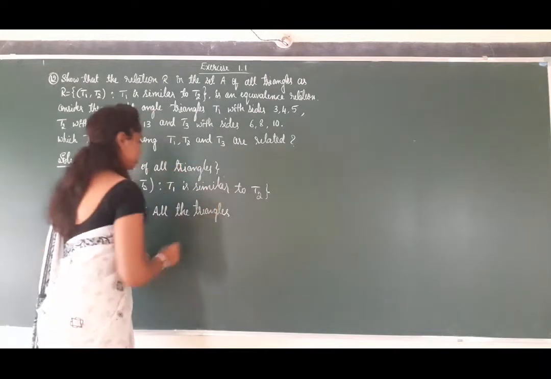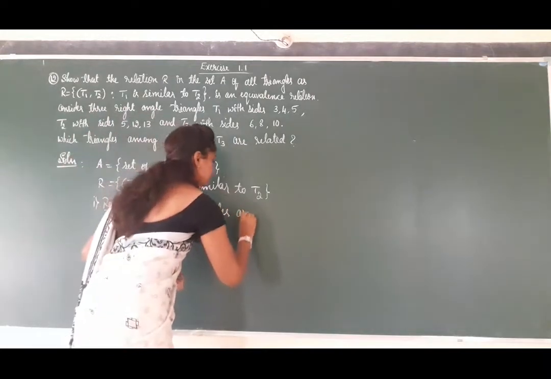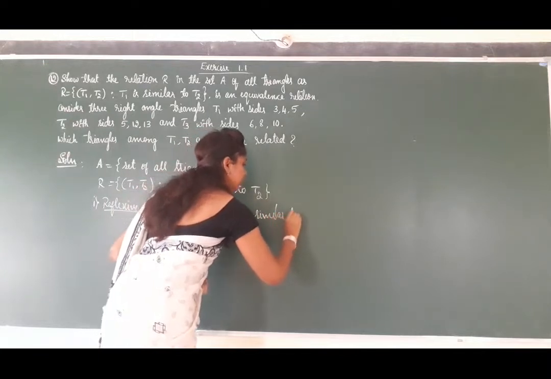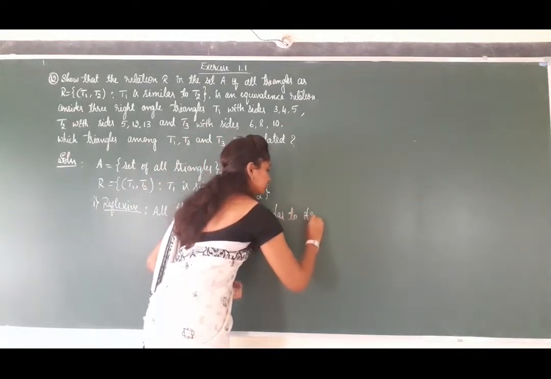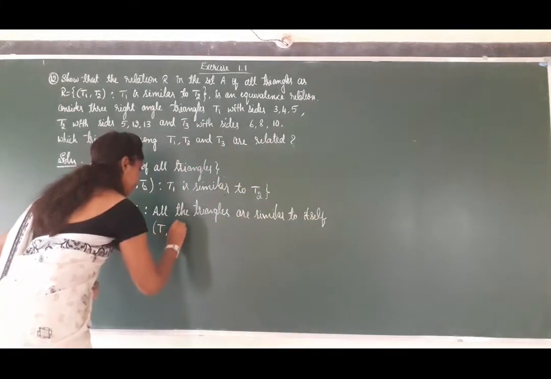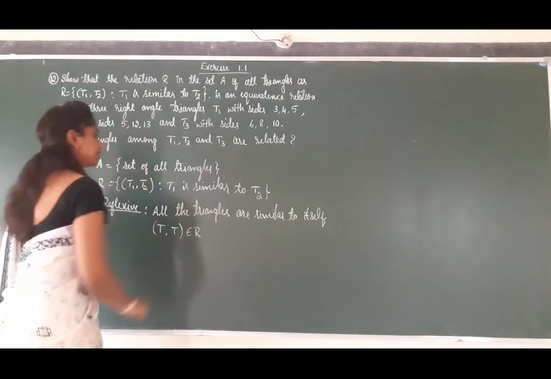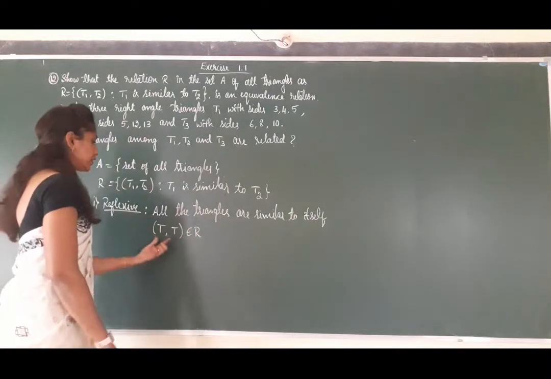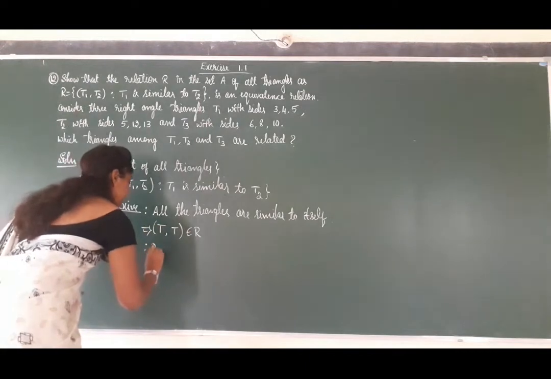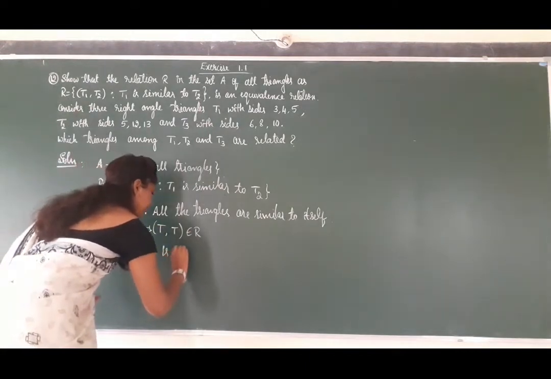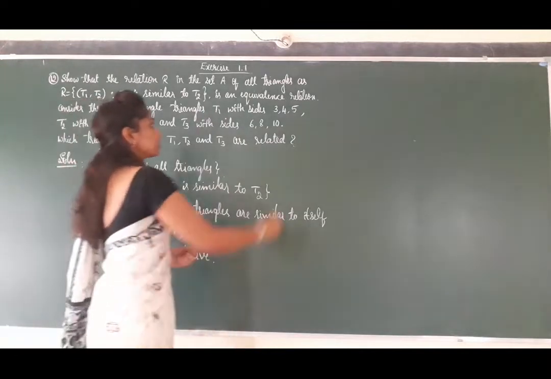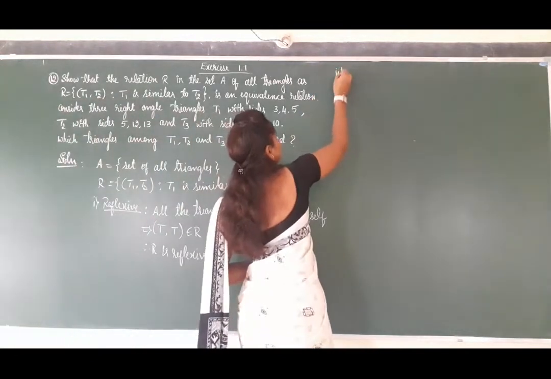All the triangles are similar to themselves. Similar to itself. That's why (T, T) belongs to R. T is similar to T. That implies (T, T) belongs to R. Therefore, R is reflexive. And the second condition is symmetry.